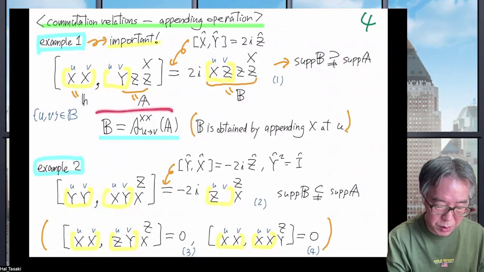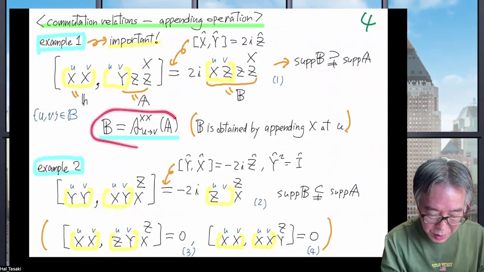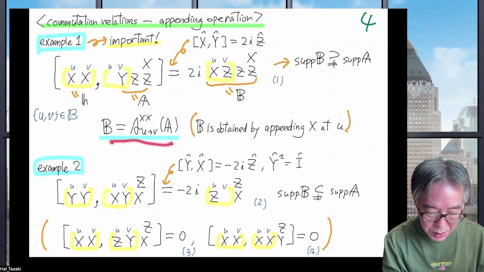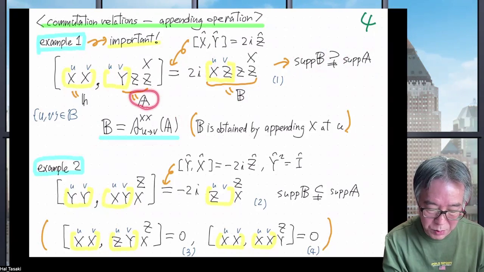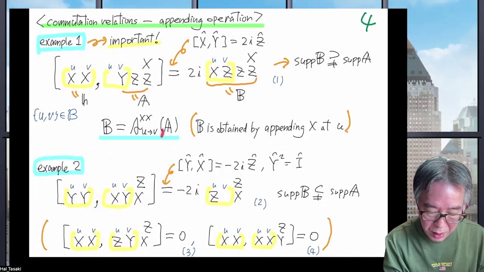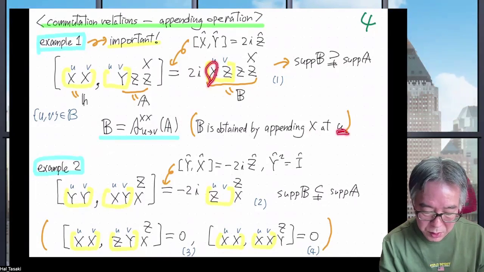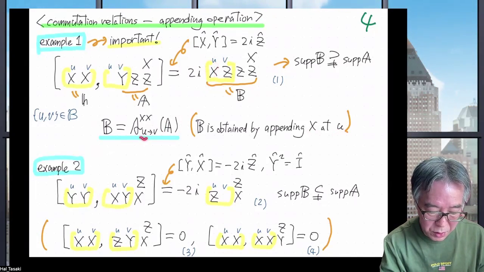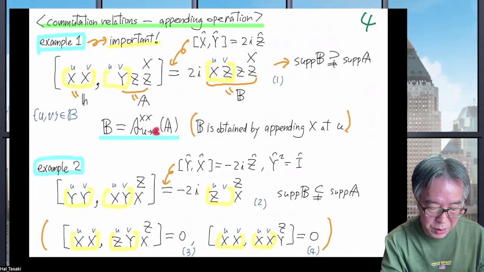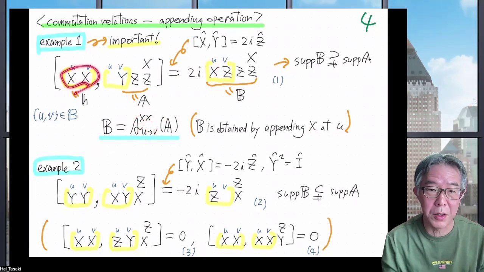It's so important that we define a new symbol. I hope this is understandable. This represents a relation between A and B. This says that B is generated from A by appending X at new site U. So this shows that U is a new site. This is an appended site, which is neighboring to V. V was already in the support of A, and XX shows that we take the commutator with XX.